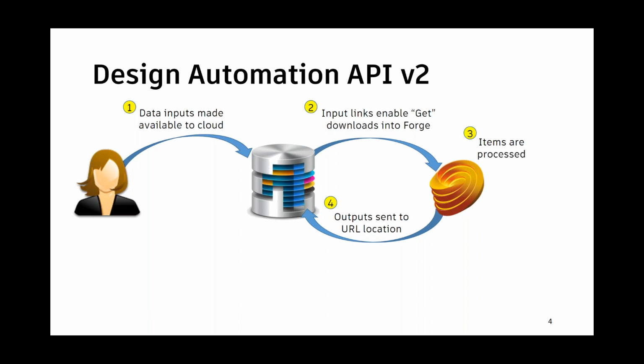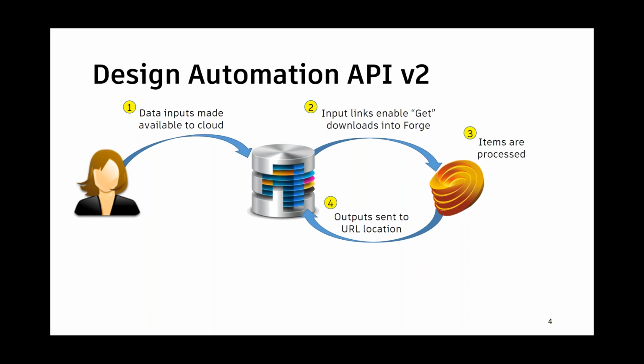So there's no storage included in Design Automation API. It's a very simple input, run a process, output system. So you need to specify the input URL where you want Design Automation to go grab a file, and then also code in what you want it to do in the engine, and then specify an output location for it to place the output when it's done.